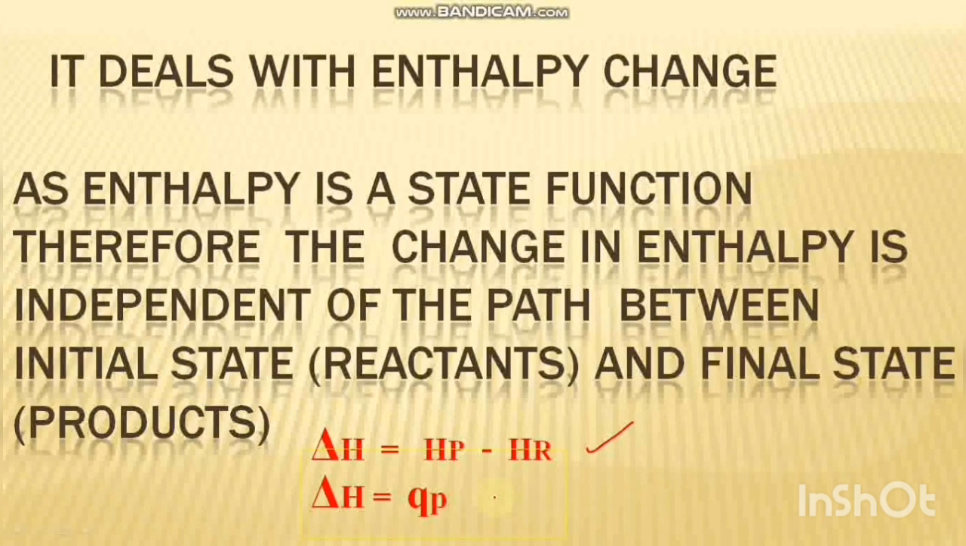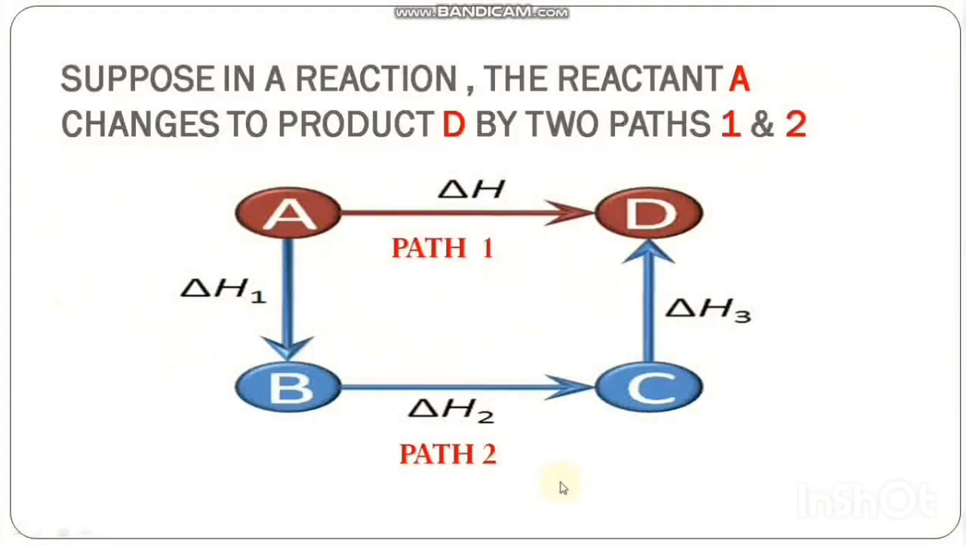Thus, change in enthalpy, delta H, is the heat energy exchanged between the system and surroundings at constant temperature and pressure. Let us understand this law by taking an example in which a system changes from initial state A to final state D by two paths. In path 1, initial state A directly changes to final state D with enthalpy change delta H. In path 2, initial state of the system A changes to final state of the system D by 3 steps.